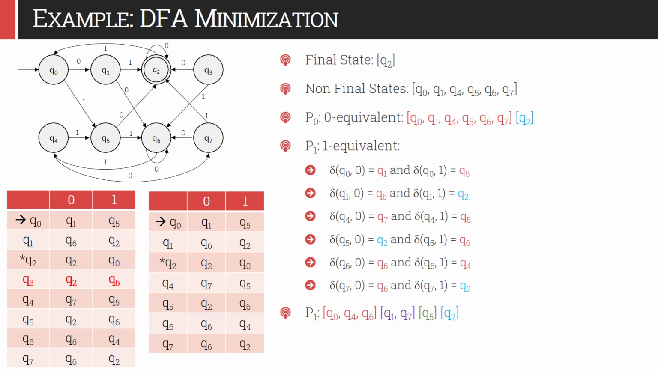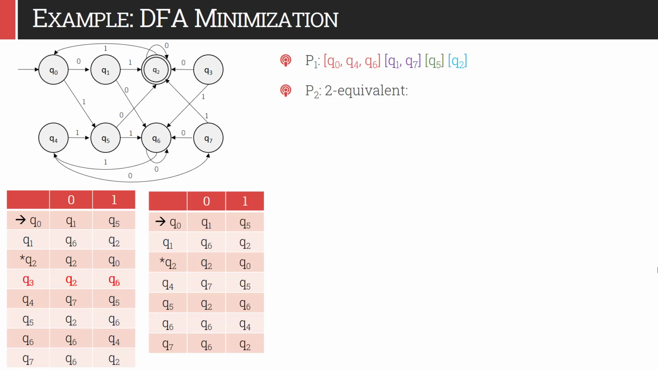We have to repeat this procedure for Q0, Q4, Q6 because they fall in one group and they might be distinguishable, or they might be equivalent. And the same process we have to repeat for Q1 and Q7 as well. So let's now find out partition P2, or the 2-equivalent of this state.